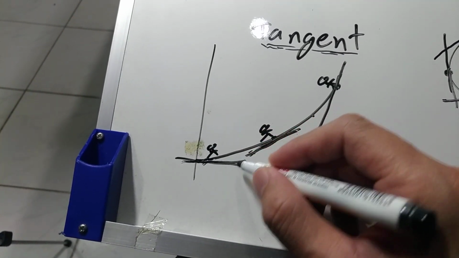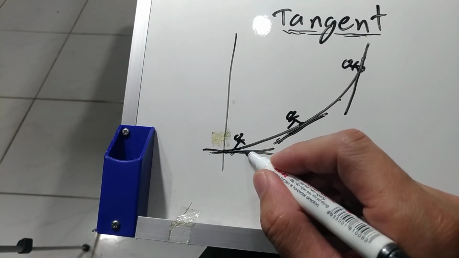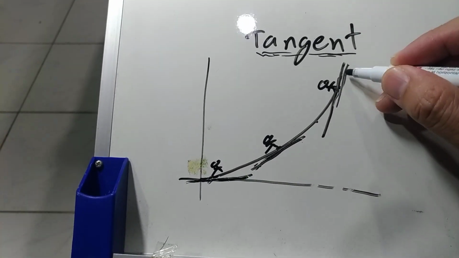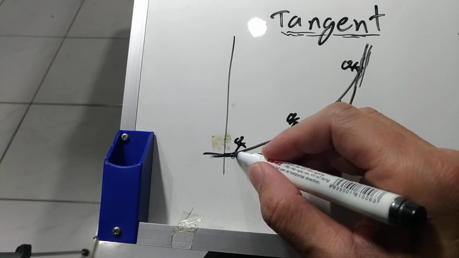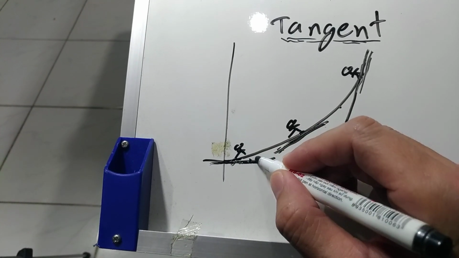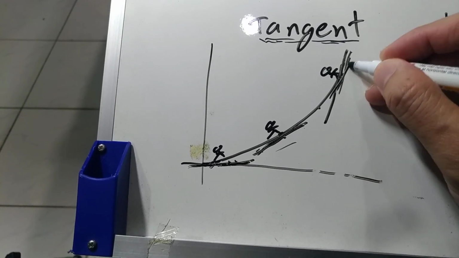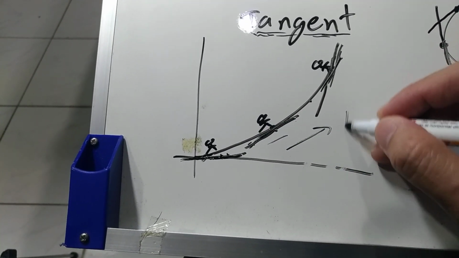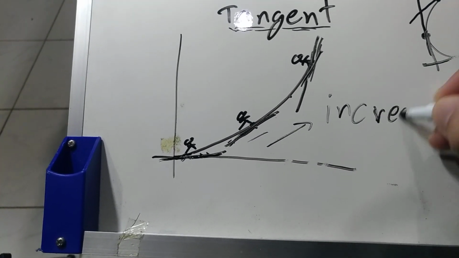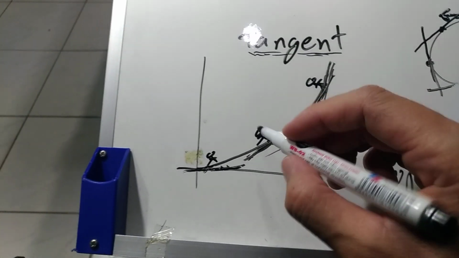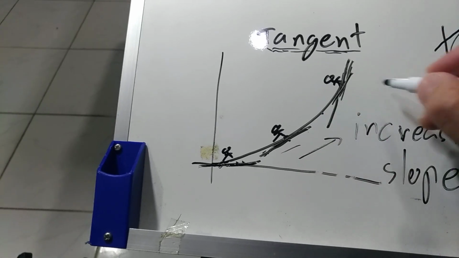Okay, so as you can see, this one is almost zero slope. This one is almost vertical slope. So it goes from something small, to a little larger, and to the largest slope. So this is called increasing slope. Okay, and the opposite is true for decreasing slope.